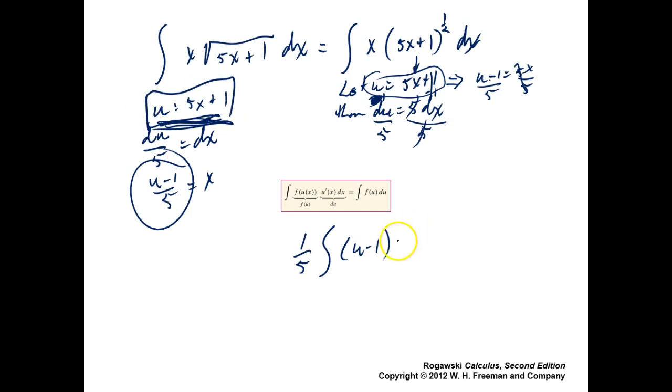Okay. And that's going to be u to the 1/2. And then we have our dx, and our dx is du over 5. So there's the du. I'll put another 5 out front and make it 25. Okay. Was that any better? Made it a little clearer?